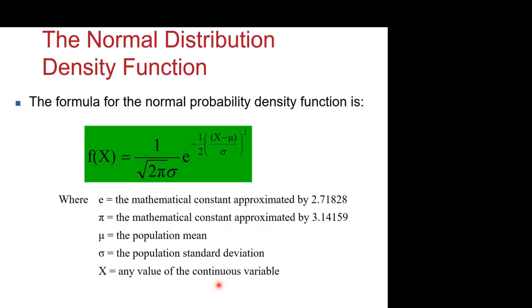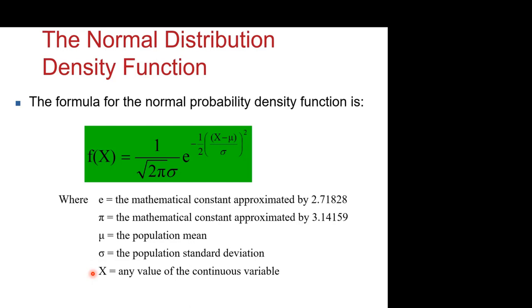Now, the normal distribution density function. The formula for the normal probability density function is given by this formula. In this formula, e is the mathematical constant approximated by the value 2.71828. Pi is the mathematical constant approximated by the value 3.14159. Mu is the population mean, sigma is the population standard deviation, and X is the value of the continuous variable.